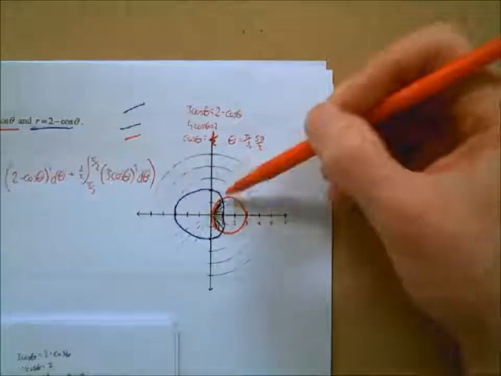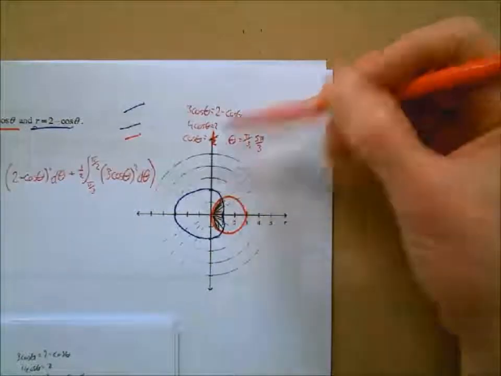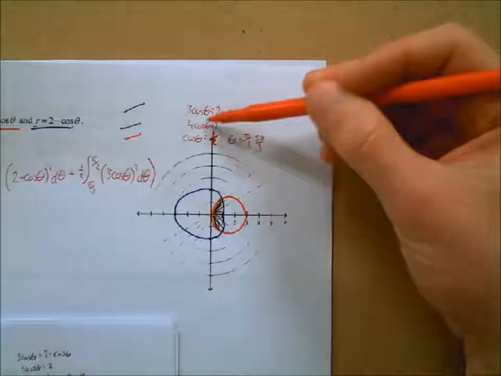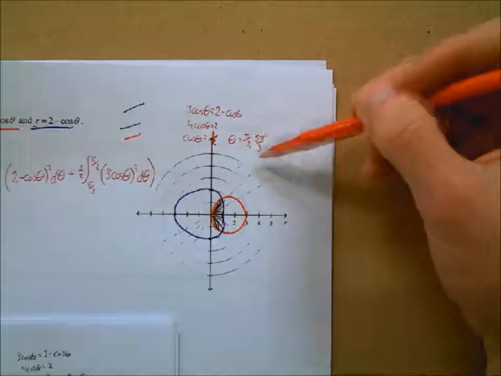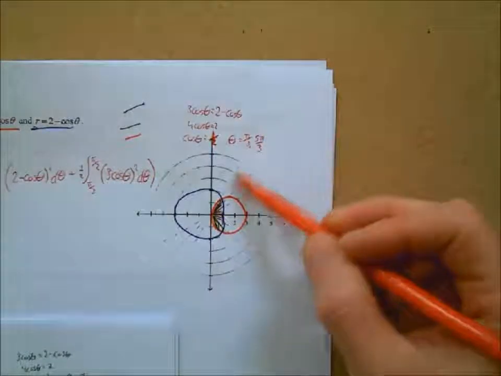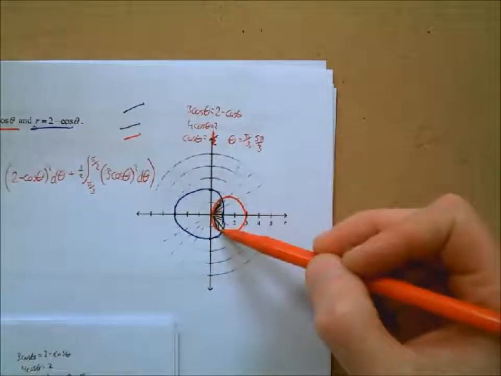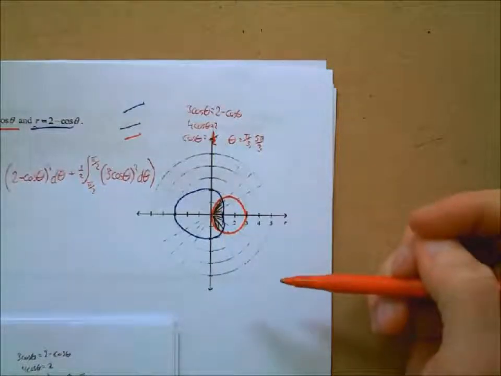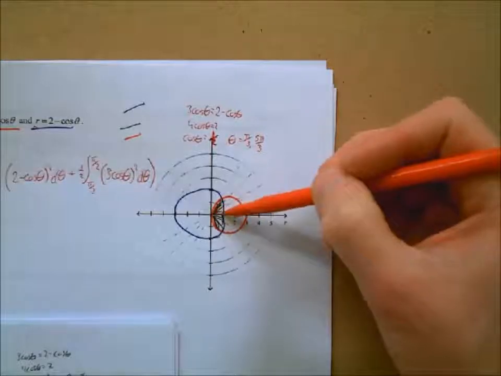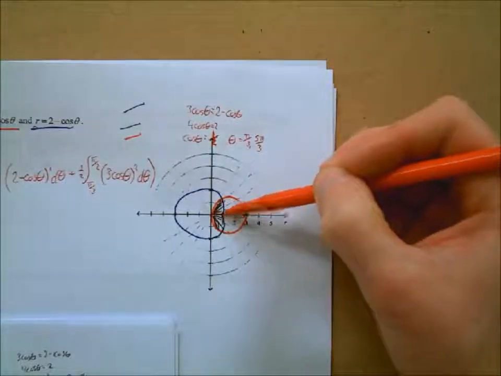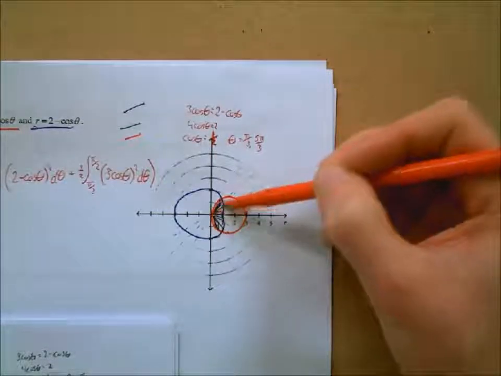To find out where they intersect, you set them equal to each other and solve, and you get theta equals pi over 3 and 5 pi over 3. This angle is going to be pi over 3, since we're in the first quadrant. This angle down here will be 5 pi over 3, the other point of intersection. Then we integrate from 0 to pi over 3, this blue curve being our outer radius.